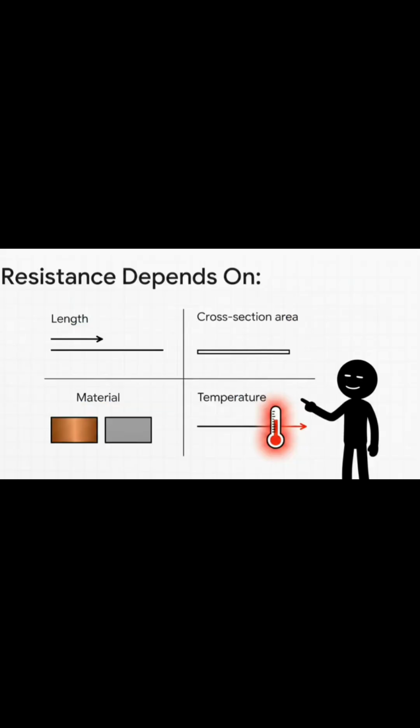And that resistance isn't just a random number. It actually depends on 4 specific physical factors. First up, the length of the conductor. Second, the area of its cross-section, so basically how thick or thin the wire is.